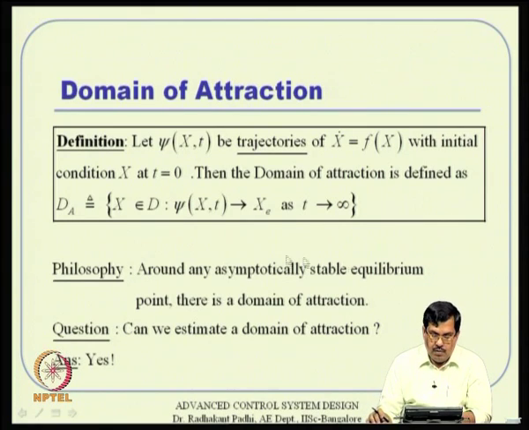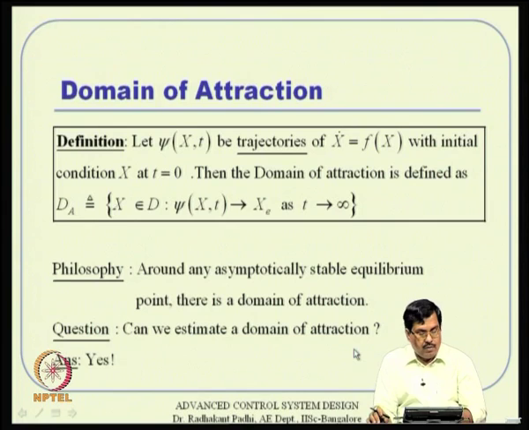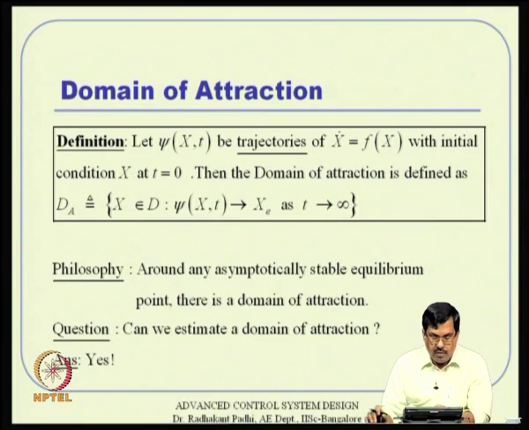So, the philosophy, as I told, is that around any asymptotically stable equilibrium point there is a domain of attraction, and the question obviously is, can we estimate this domain of attraction? Very fortunately, the answer turns out to be yes, but also unfortunately the answer turns out to be very conservative. That means, the domain of attraction can be larger, but you may not be able to estimate that larger bound. You will have to be happy with a smaller bound estimate, largely because these Lyapunov theorems are sufficient conditions again. Okay.